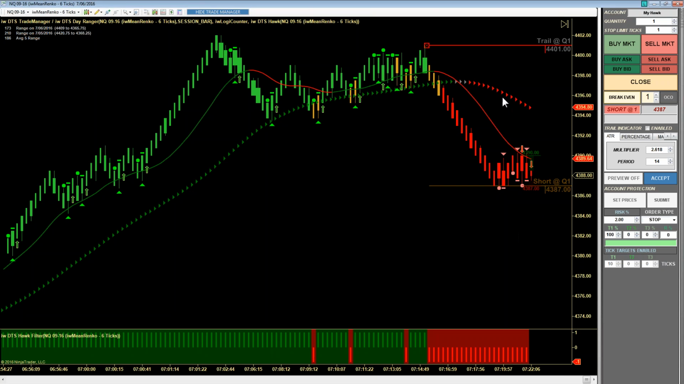But because we're in the demo room, I'm going to see if we can't catch a little bit of a move here, maybe a nice second leg lower. I would say the sellers owe us one more move lower.